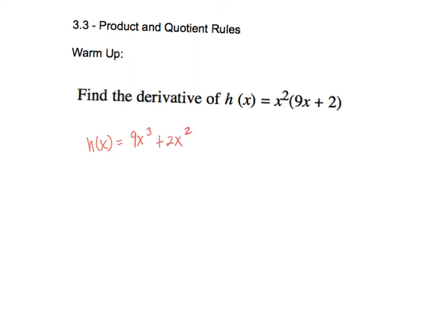Okay, so now I'm working with a function that says 9x cubed plus 2x squared. And the power rule would give me 27x squared plus 4x. Okay.